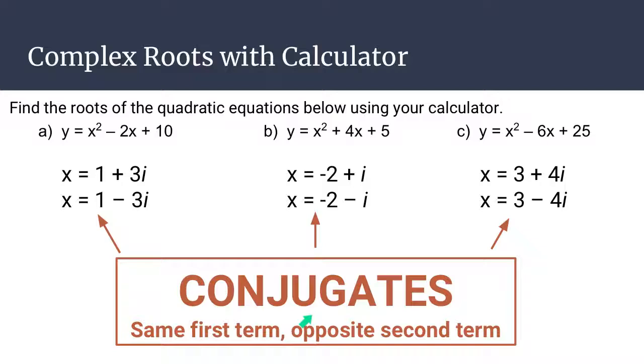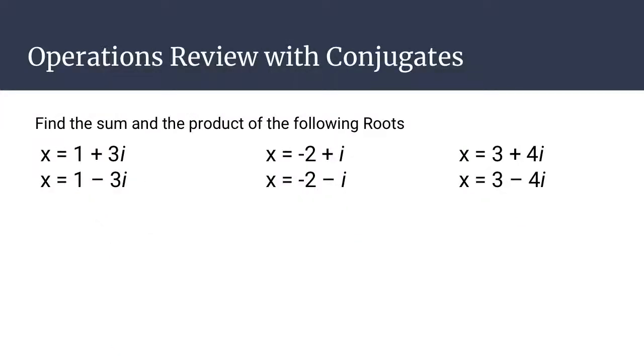If you have a quadratic equation that has a complex root, there will always be two complex roots, and they'll be complex conjugate pairs. So what we'll do now is some operations with those conjugates that we just found. We're going to find the sum and the product of each.